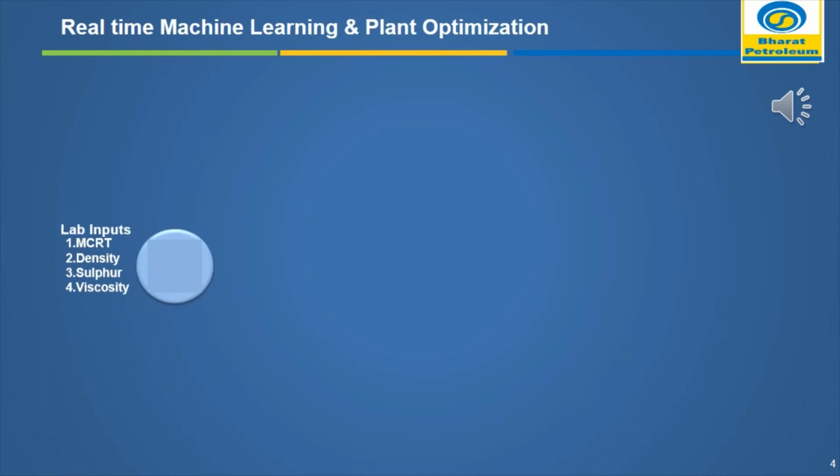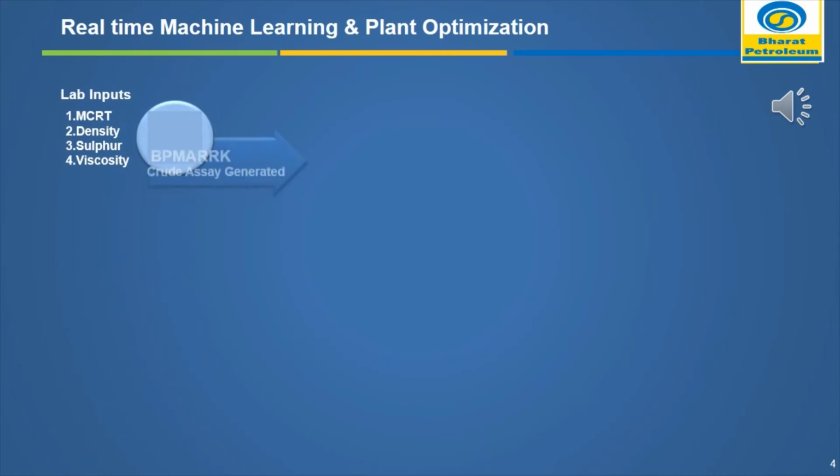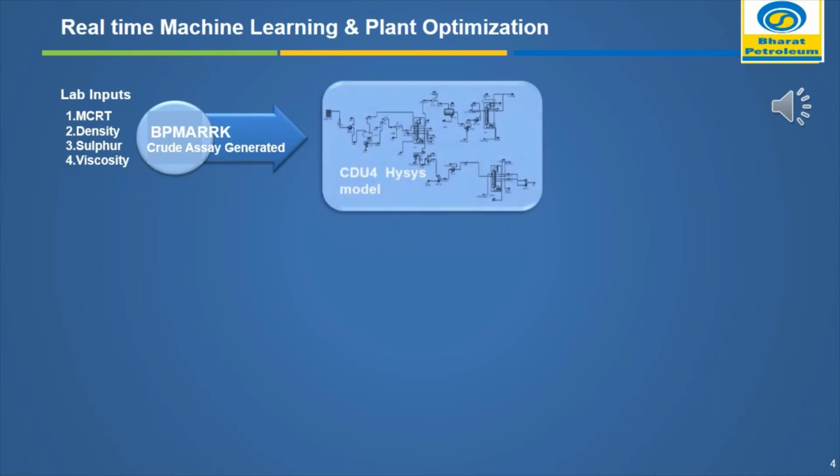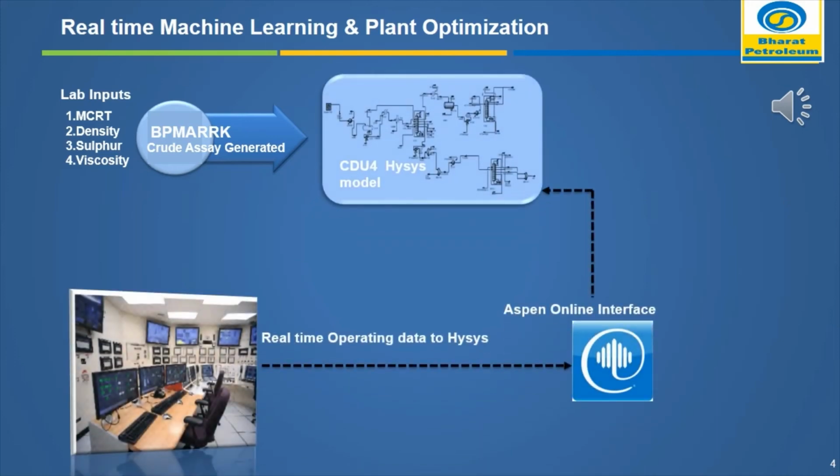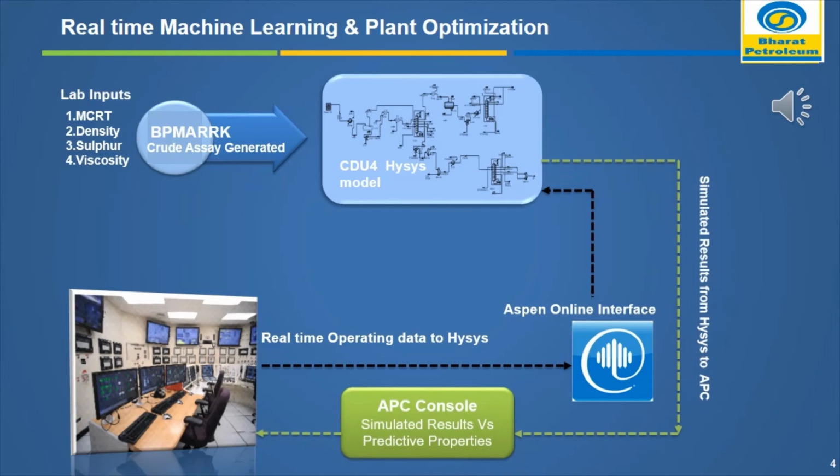The 4 main inputs to BPMARKK, such as MCRT, density, sulfur, and kinematic viscosity, generate the crude assay. The BPMARKK predicted crude assay is fed to CDU HYSYS model. The digital twin takes the real-time plant data from DCS using Aspen online interface and predicts the product qualities. These predicted qualities update the inferential every hour and help APC to maximize refinery margin.